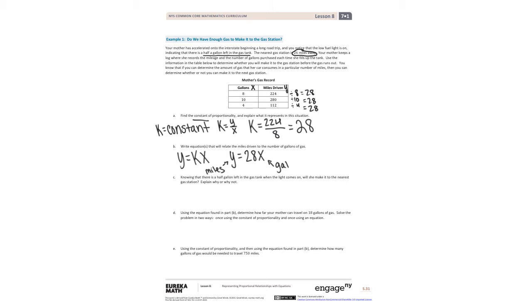Let's move on to C. Knowing that there is half a gallon left in the gas tank when the light comes on, will she make it to the nearest gas station? All right, so we are going to use our equation, y equals 28x. So x is the amount of gallons that we have, and Mom only has half a gallon left. So we are going to put half a gallon in for our x. So y equals 28 times 0.5. Go ahead and put that into your calculators.